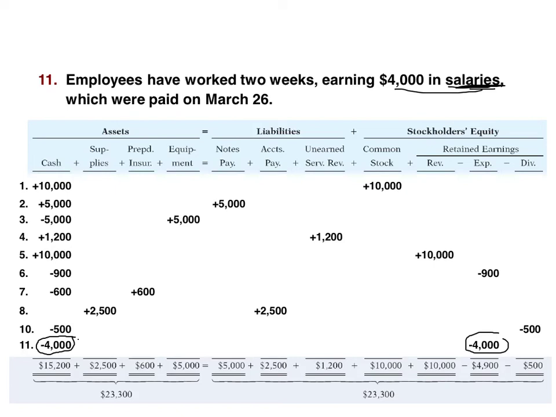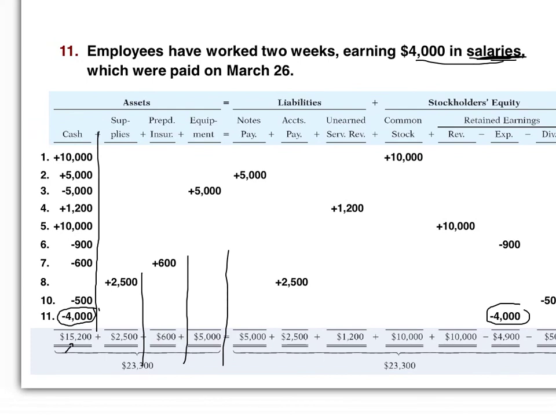Now we've completed them. So here we have the asset cash. It increased 10, 5, went down 5, up 12, up 10, down 9, down 6, down 5, down 4. The balance is 15,200. Supplies, 2,500. Prepaid insurance, equipment. Okay, those together equal 23,300. On this side of the equal sign, we have 5,000 notes payable, 1,200, common stock, plus 10 for revenue, 49 for expenses, and 500 for dividend. Now these are subtracted. So you add this plus this plus this plus this plus this minus this minus this. And you see we're in complete balance.